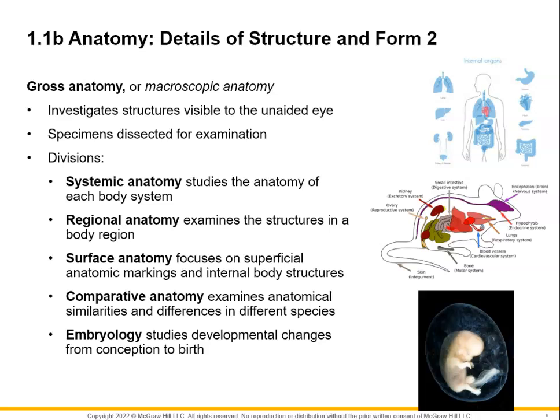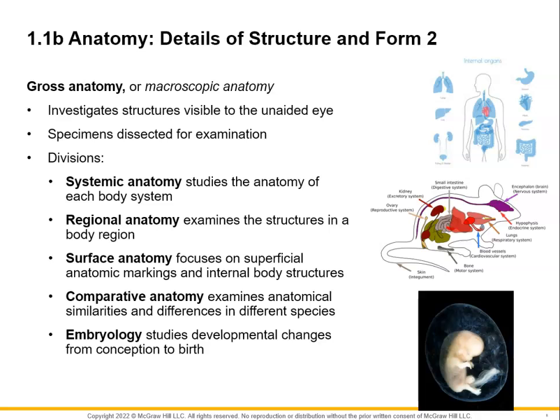Regional anatomy looks at the structures of a particular body area. For instance, thoracic anatomy refers to the structures in and of the chest, the lungs, the heart, the trachea, and so forth. Surface anatomy focuses on the superficial anatomical markings that relate to things inside the body.